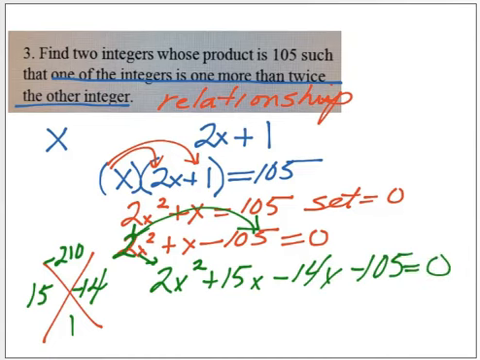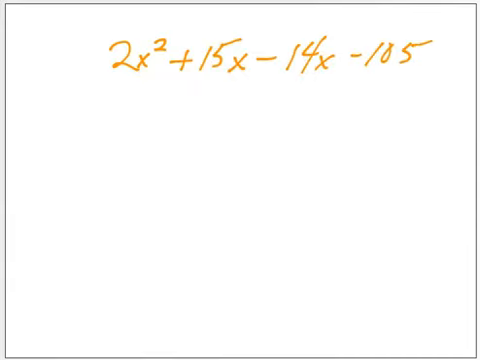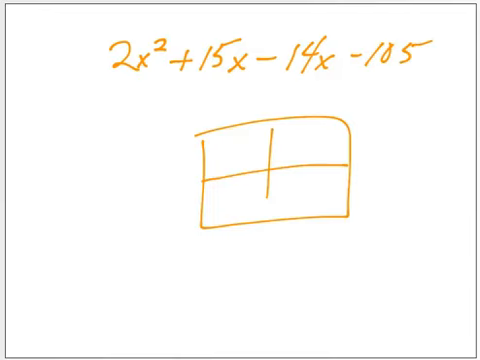We took 1x and we broke it into 2 pieces. Now once we have 2 pieces, what's our best way to do 4 terms? 1, 2, 3, 4. If we have 4 terms, then I think the best thing for us to do is use a box. So again, here's what we have. We have 2x squared plus 15x minus 14x minus 105. And we're going to look for greatest common factors to help us break this down. So I'm going to put 2x squared here and negative 105.